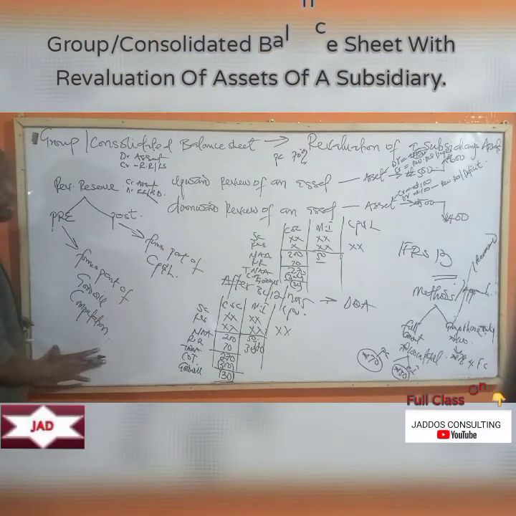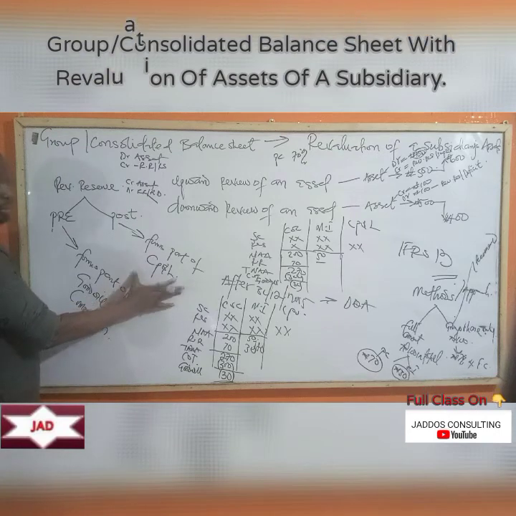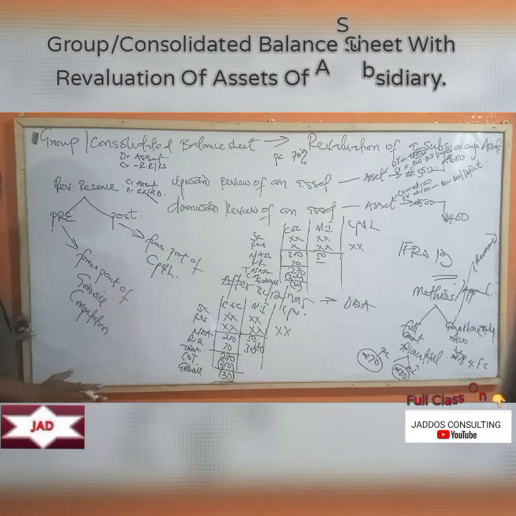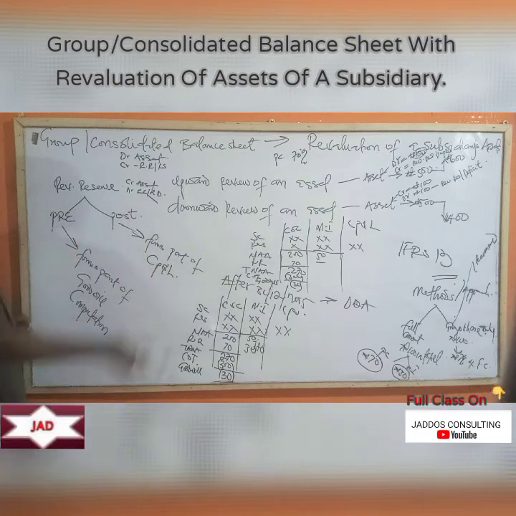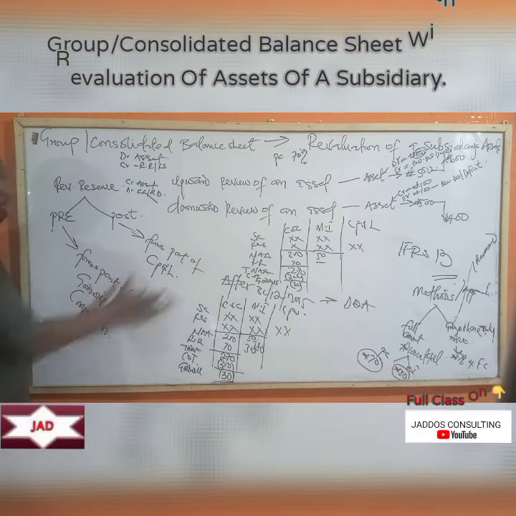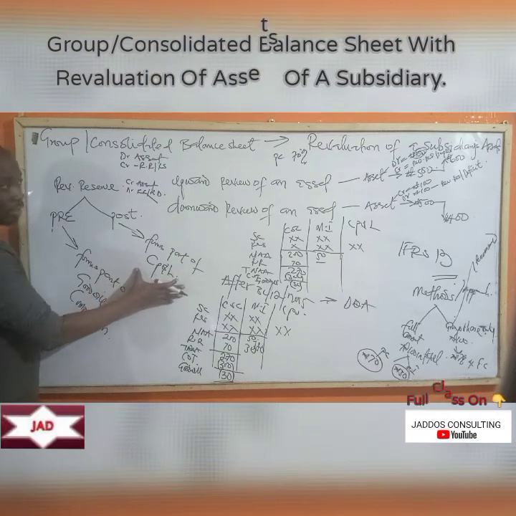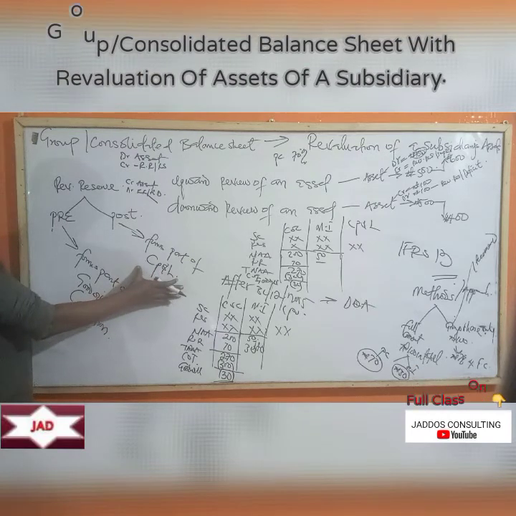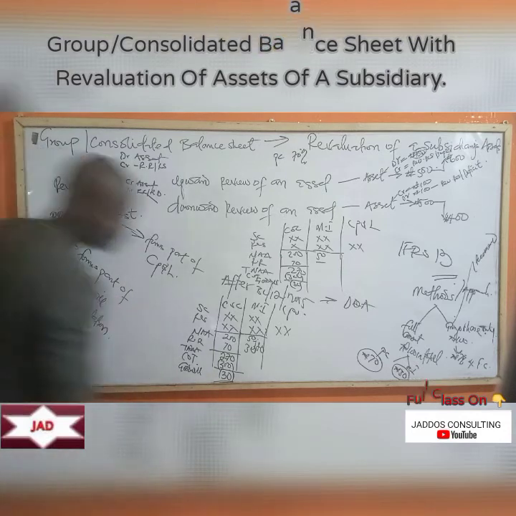But what happens if it is for post? If it is for post, it will not form part of goodwill. That means the revaluation is happening after acquisition date, right? It won't form part of goodwill. It will form part of CP&L. So in that case, now let's look at this.